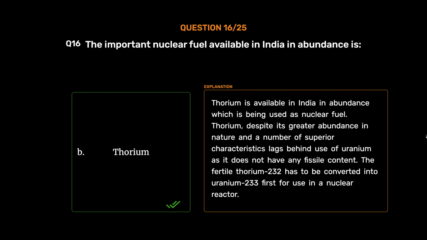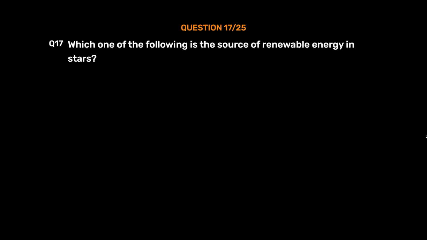The fertile thorium-232 has to be converted into uranium-233 first for use in a nuclear reactor. Question number 17. Which one of the following is the source of renewable energy in stars?